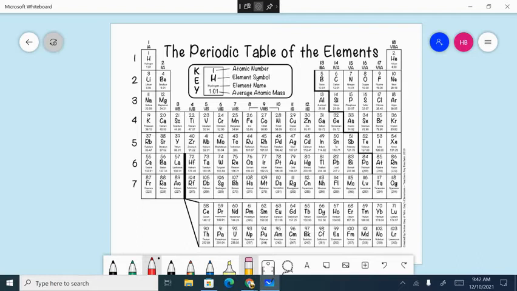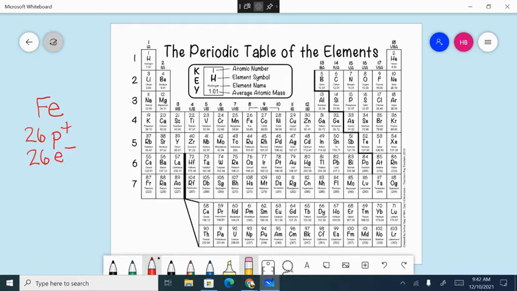So I'm just going to pick an element out of random here. Let's pick iron. We're all familiar with iron. We've all seen iron before. So on the top of iron, there is a 26. That means that there are 26 protons that each have a +1 charge. If we have an atom of iron, it also has 26 electrons.